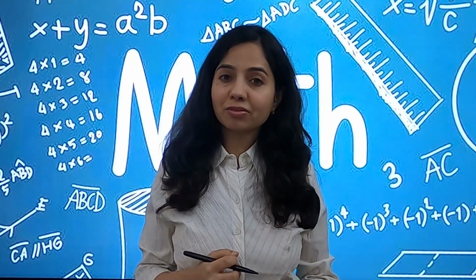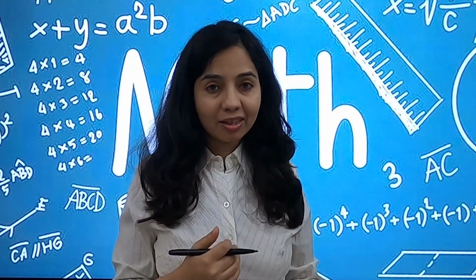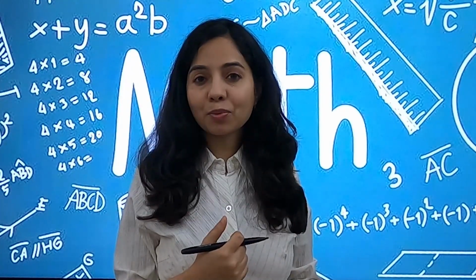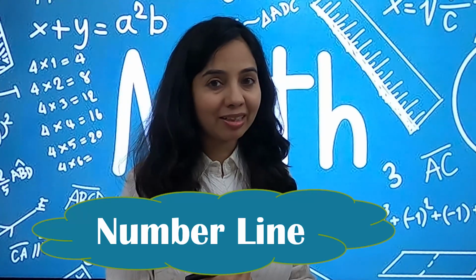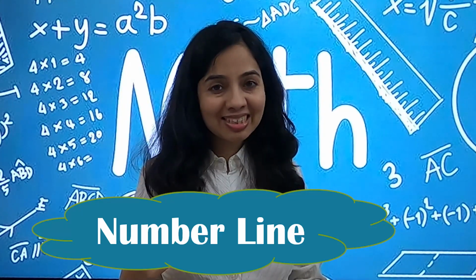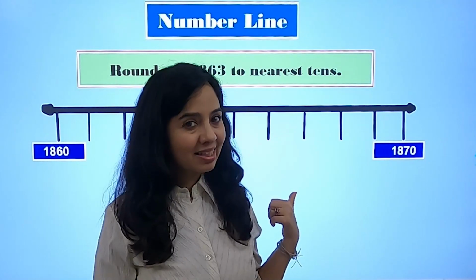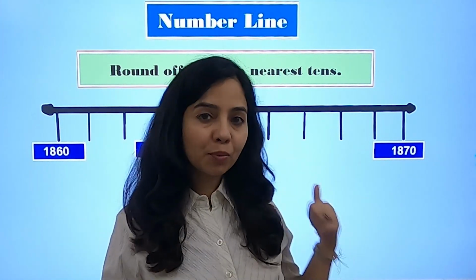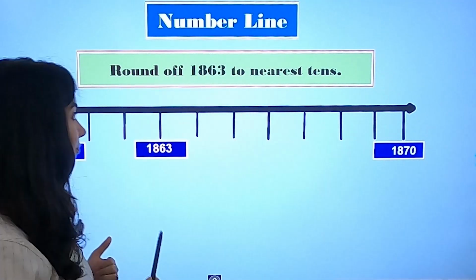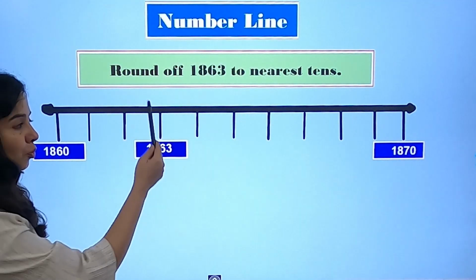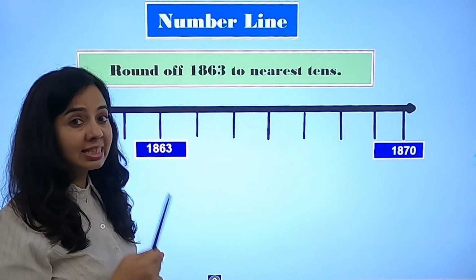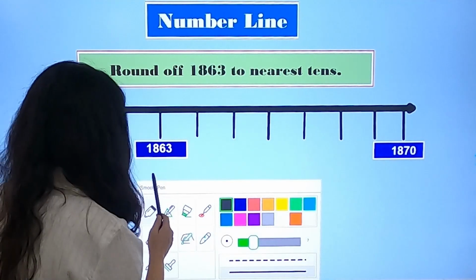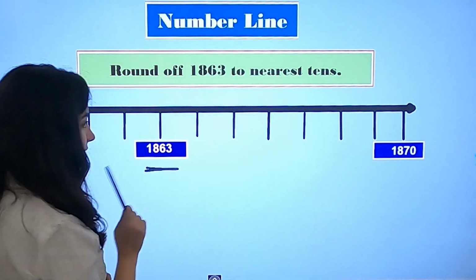This is rounding off. The better way to understand what rounding off is to understand with the help of number line. So let's get started with number line. This is our number line. We'll understand the concept of rounding off with the help of this example. It's saying round off 1863 to nearest tens.